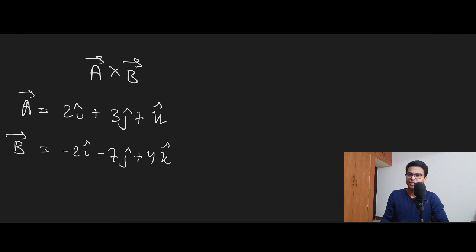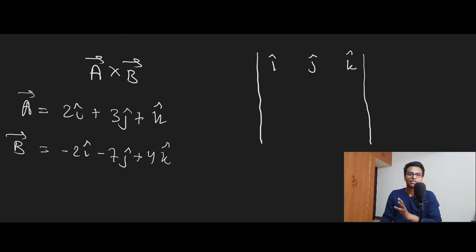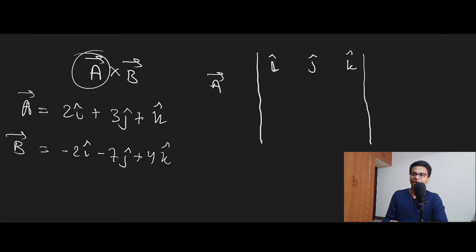Now in the determinant method, what we do is we first draw two parallel lines. After we draw two parallel lines, we write I cap, J cap, and k cap. Even if you don't know determinants, just follow what I'm doing over here, right? Now write in whatever comes first in the cross product. So a vector is coming here. We'll write a vector, 2 3 1. All right, now let's look at b vector. Once we look at b vector, we will have minus 2, minus 7, 4.